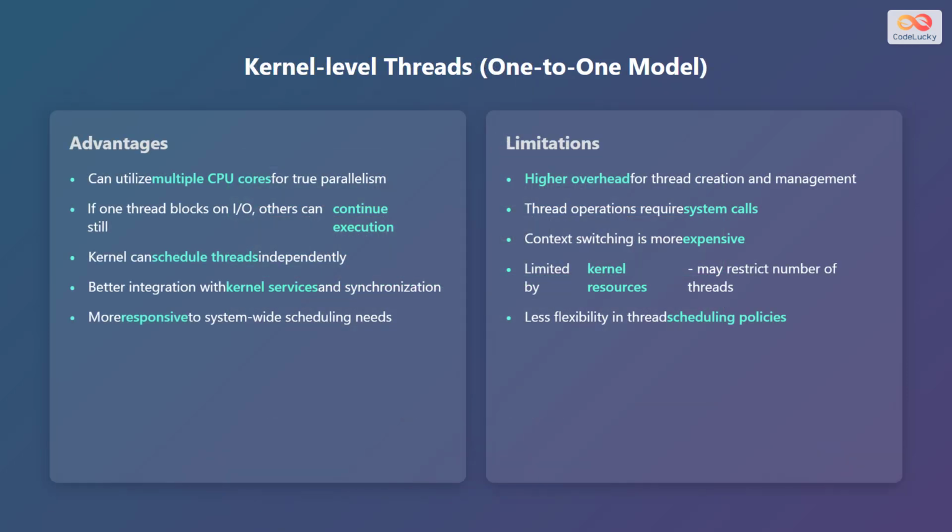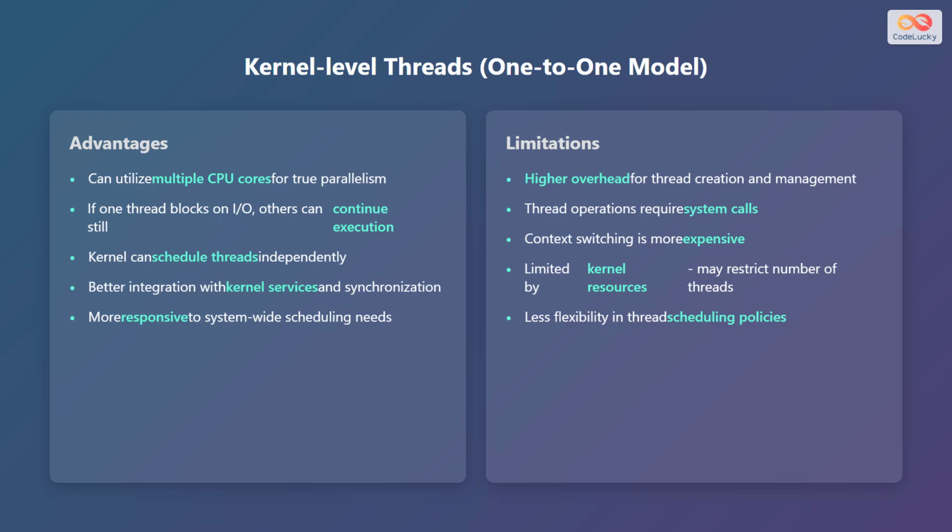Now let's shift our focus to kernel-level threads. The advantages of kernel-level threads are it can utilize multiple CPU cores for true parallelism. If one thread blocks on I/O, others can still continue execution. The kernel can schedule threads independently. It has better integration with kernel services and synchronization. Also, it is more responsive to system-wide scheduling needs.